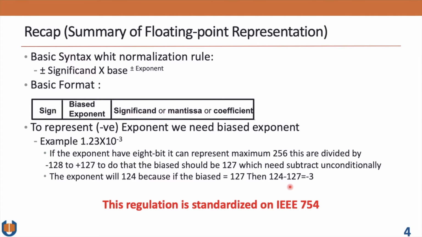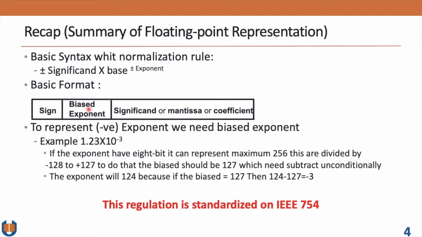Well, the recap for you: we have a basic syntax with a normalized rule, with significand times base to the exponent, and we have a 32-bit and a 64-bit format, each format having a sign, a biased exponent, and the significand, mantissa or coefficient. So now let's talk about why we need the biased exponent.